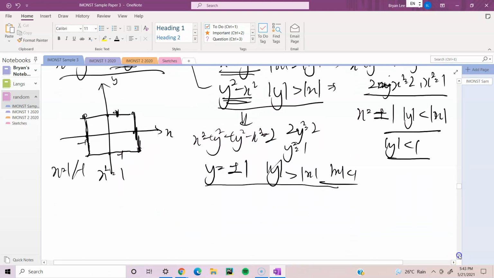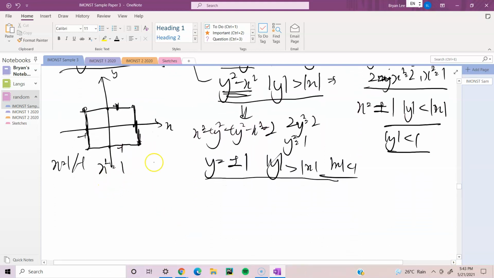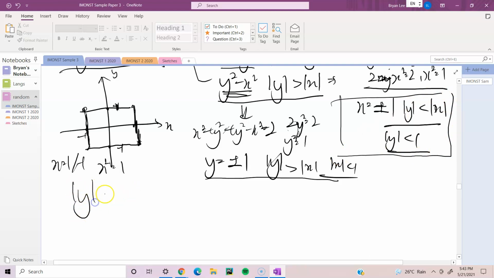So we also know that since x equals 1 or -1, it will be on this case. And then we know that the absolute value of y is smaller than 1, which means y is smaller than 1 or larger than -1. Wait.